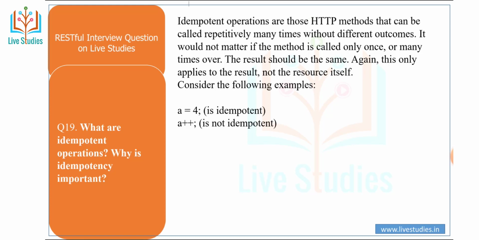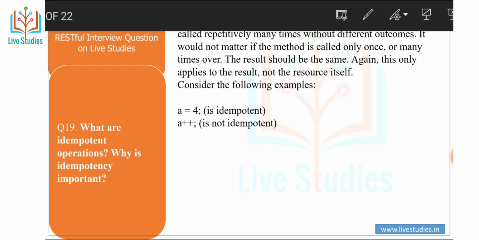Again, this only applies to the result, not the resource itself. Consider the following. For example, a = 4 is idempotent, but a++ is not idempotent. The meaning is the same.